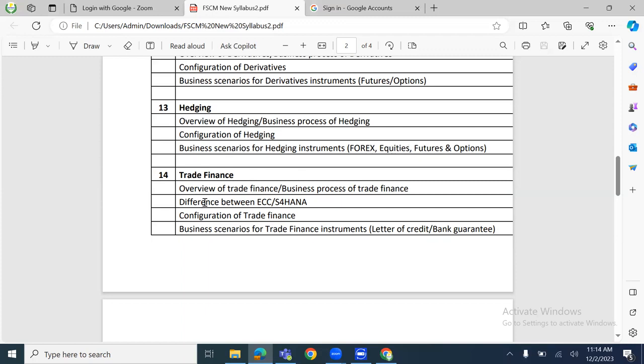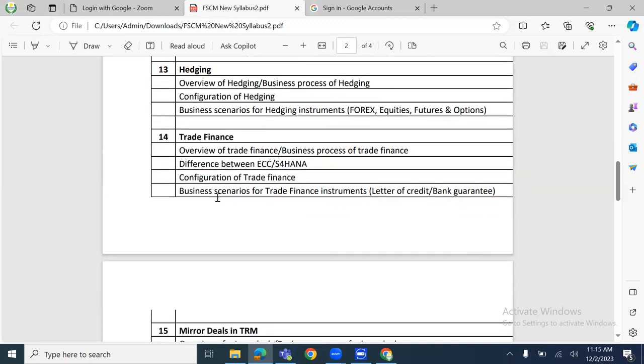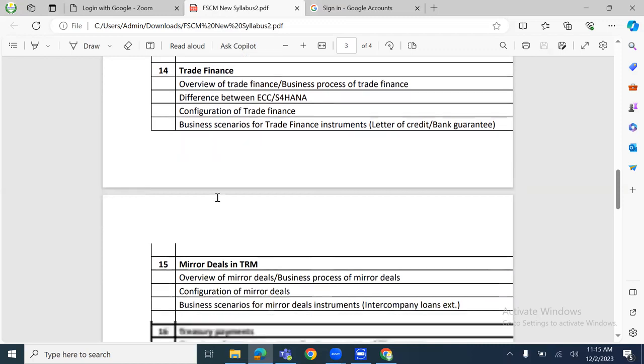Then coming to trade finance. The concept of trade finance, which we were calling commodities in ECC. Now in S4HANA, there is no more commodities concept. Now the name has been changed, and it is turned into trade finance. So what is trade, what is the business process of trade finance, overview of trade finance, and configuration of trade finance.